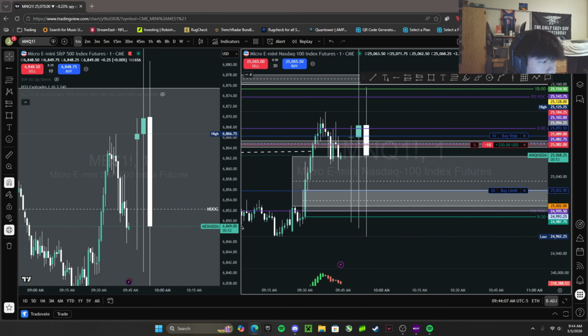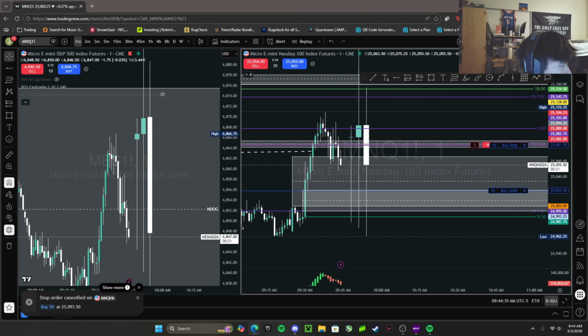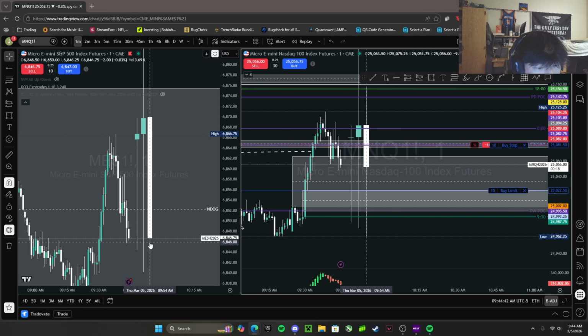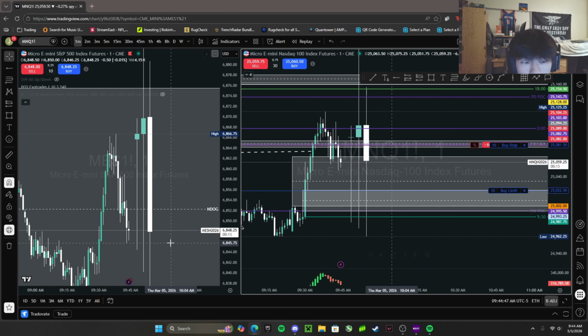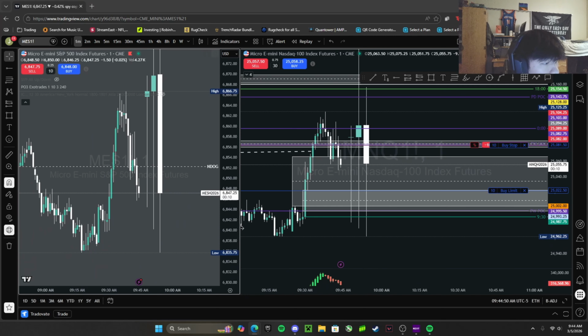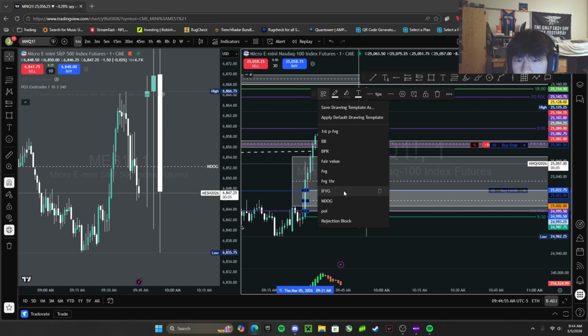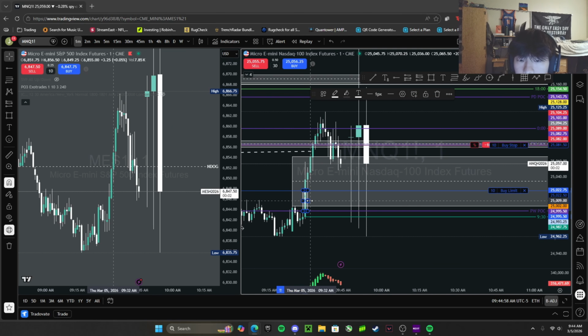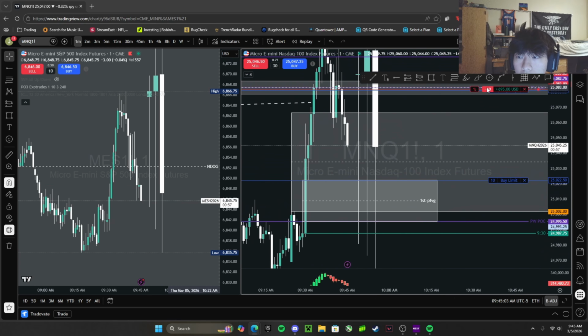It did sweep. Perfect. And then move the stop to break even and just see how price plays out. ES did already tap the 1 minute presented, which is why NQ is failing to go lower. Let's see if we get a little push. There we go.